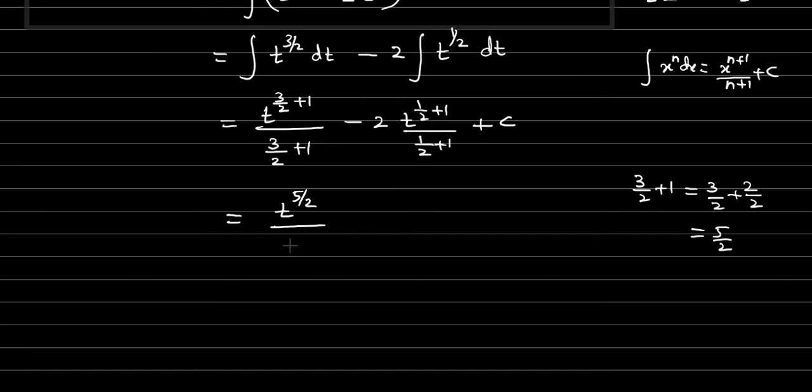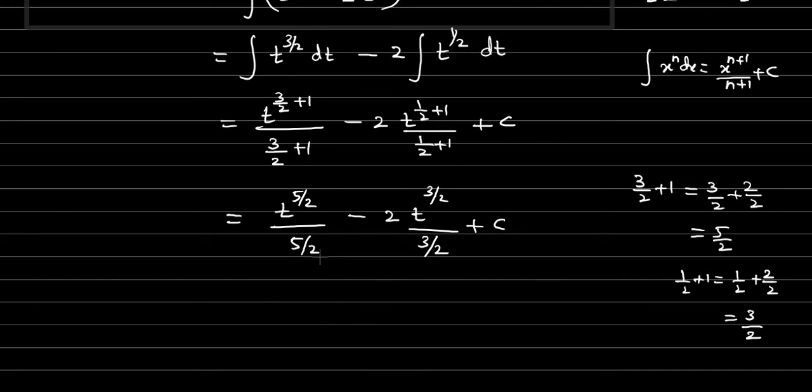Denominator also the same, 3 by 2 plus 1, so this is also 5 by 2. And minus 2. Here 1 by 2 plus 1. LCM is 2, so 1 we can write in the form of 2 by 2. Now the denominators are the same, adding the numerators, 3 by 2. So t power 3 by 2. Denominator also the same value, so 3 by 2.